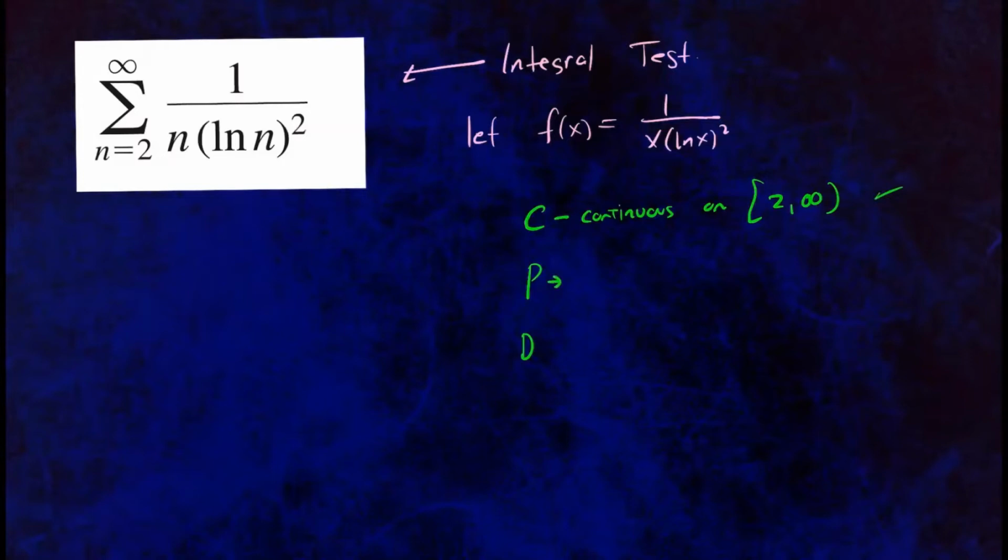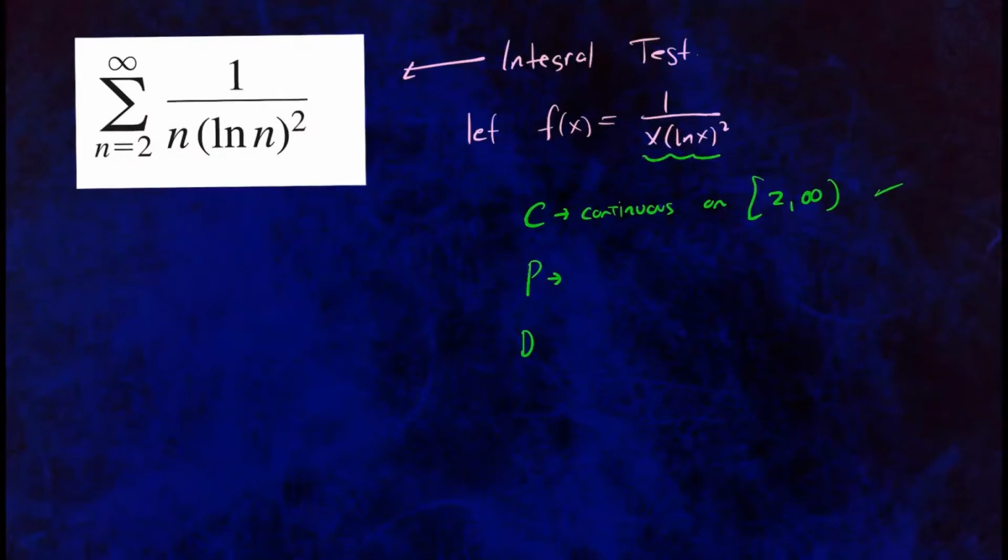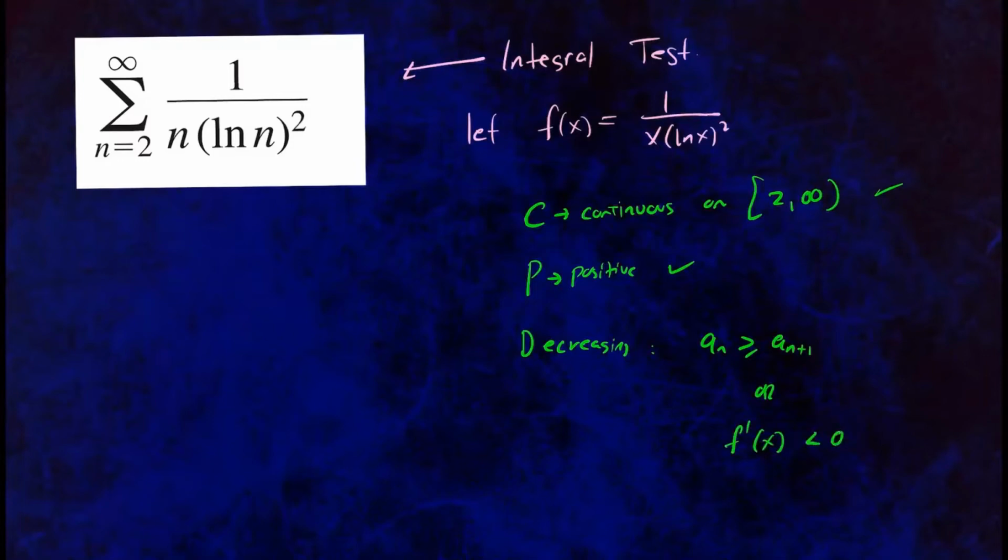Are the outcomes always positive? Yeah, when you plug in any value from 2 to infinity, this will always be a positive number. So positive terms, that's also checked. Now, is it decreasing? For decreasing, you can do that in 2 different ways. You can show that your an term is greater than or equal to the next term, or an plus 1 is less than or equal to an. Or you can show that the derivative of this function is always less than 0.